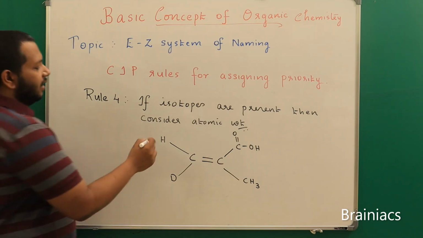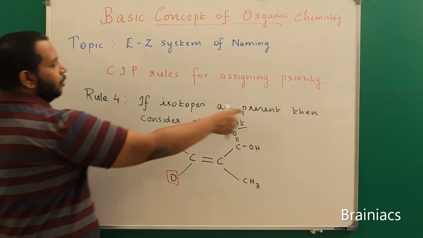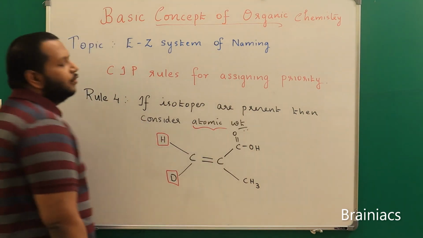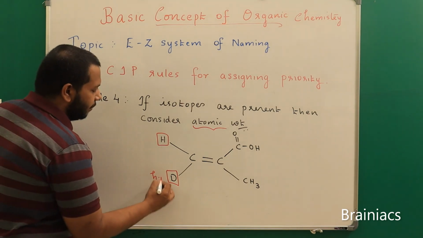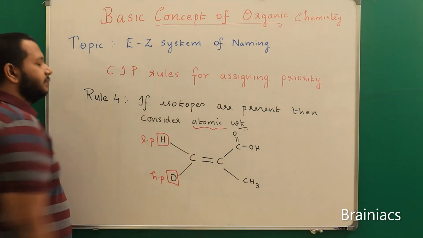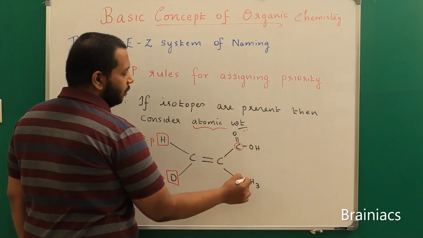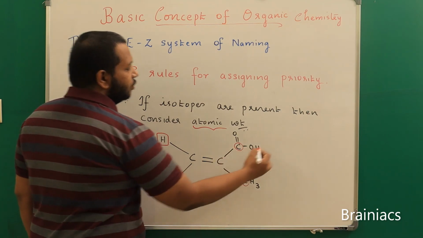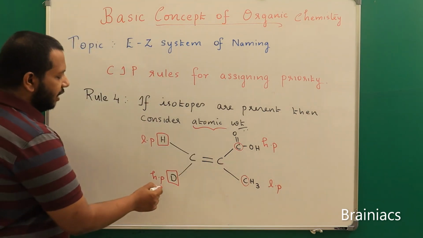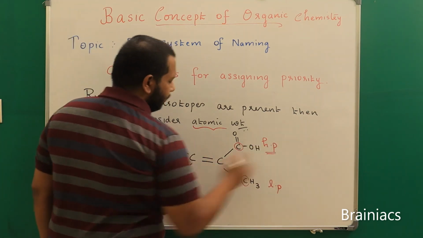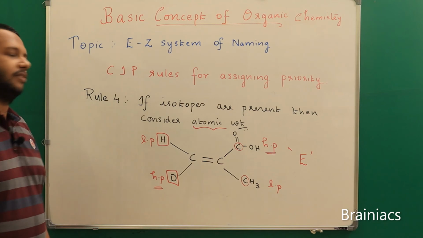Now I know that if I am comparing, both are having the same atomic number, that is 1, but if isotopes are present, what should be considered? Atomic weight needs to be considered. So deuterium has higher atomic weight compared to hydrogen, so I will assign high priority here and here low priority. On comparing this one, both are C, but this one is connected to oxygen, this is hydrogen, so this is of high priority and this is of low priority. Now I could understand high priorities are on the opposite side. So this is an E system, Entgegen system.